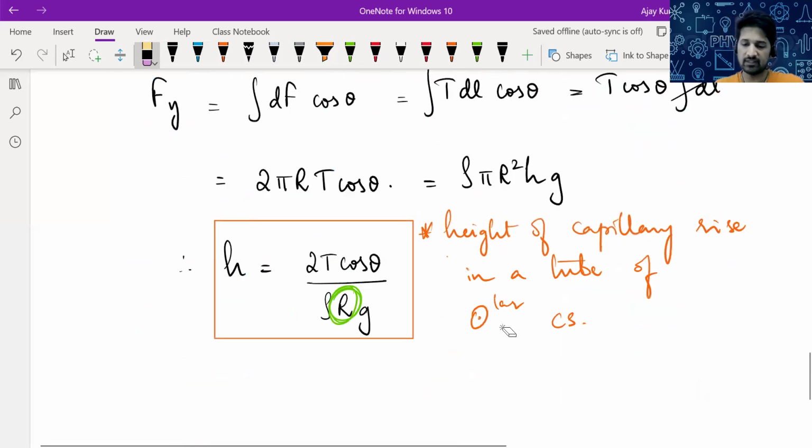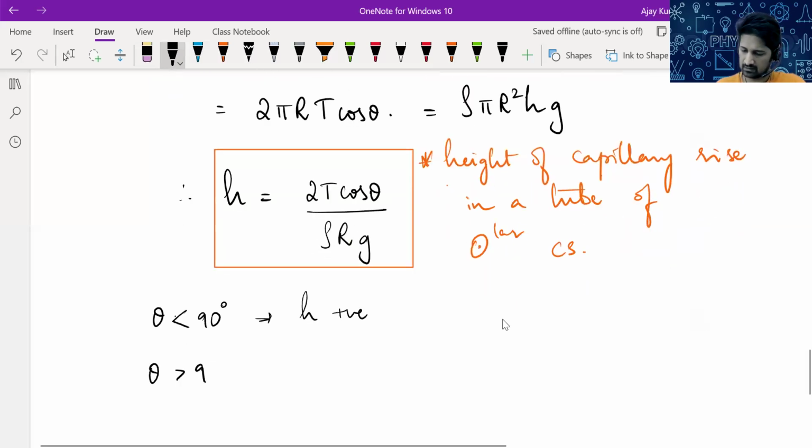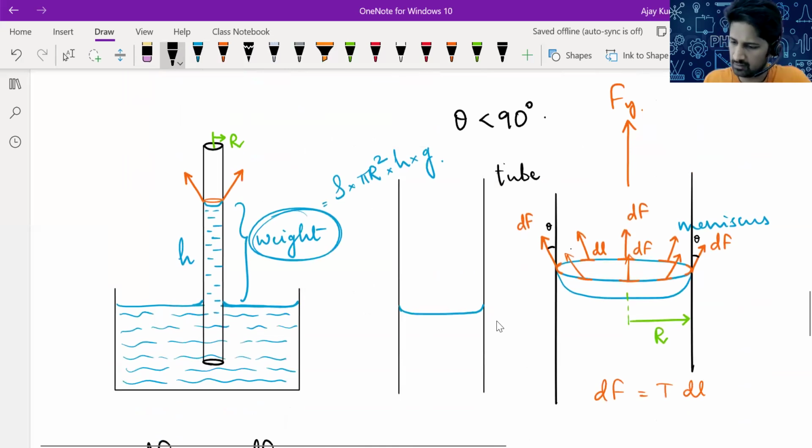And you can use the same formula, h is equal to 2T cos theta by rho r g, to derive capillary dip also. If theta is less than 90 degrees, means theta is acute, this height will be positive. If theta is greater than 90 degrees, cos of an angle greater than 90 becomes negative. You get height negative. So using the same formula, you can calculate capillary dip as well. But remember, there are a lot of other factors also, which usually they don't explain in the books, but let's consider all those other factors.